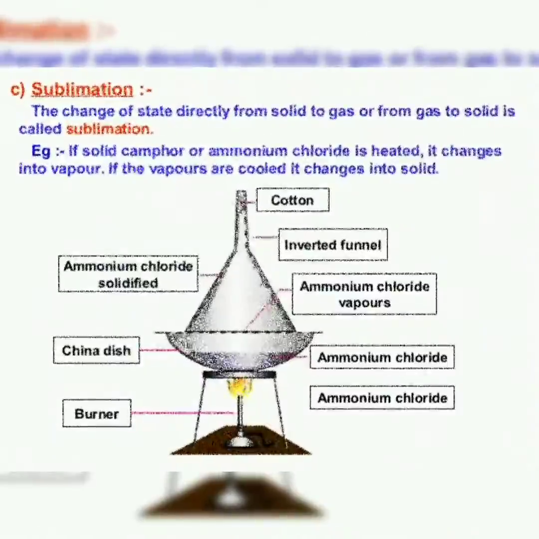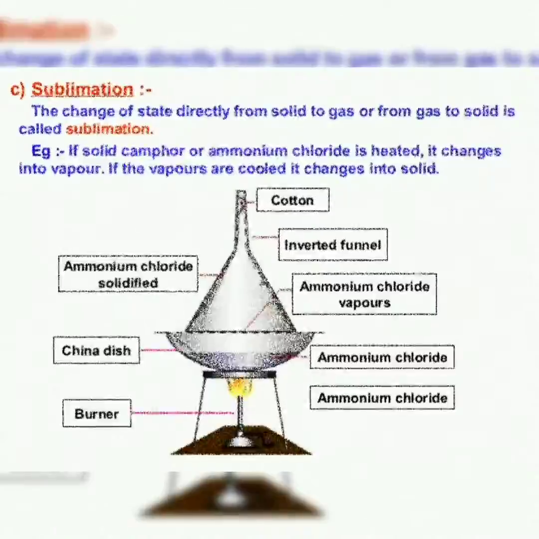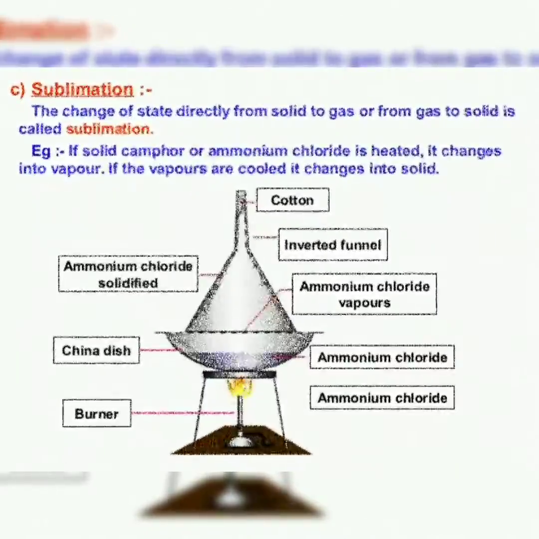Next one is sublimation. The change of state directly from solid to gas or from gas to solid is called sublimation. For example, if solid camphor or ammonium chloride is heated, it changes into vapor. If the vapors are cooled, it again changes into solid. This phenomenon is known as sublimation.